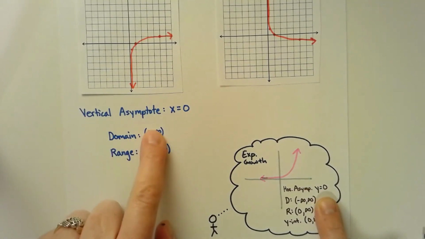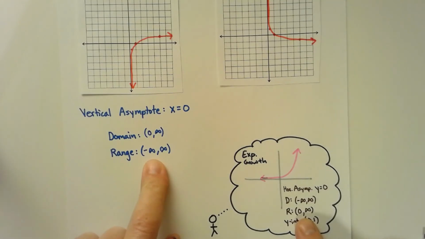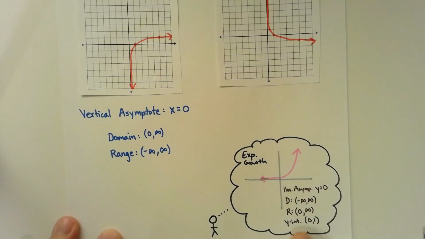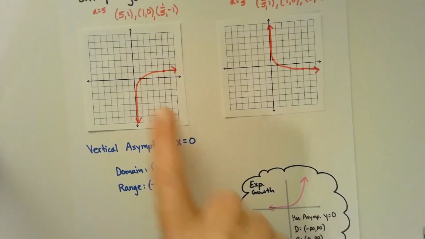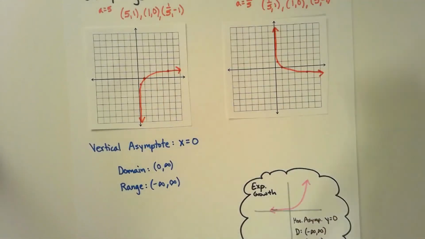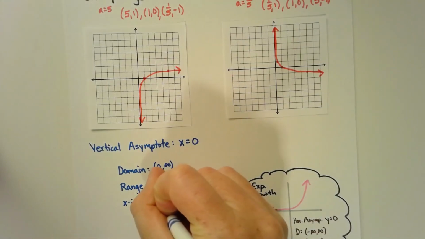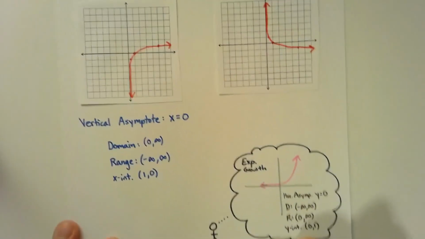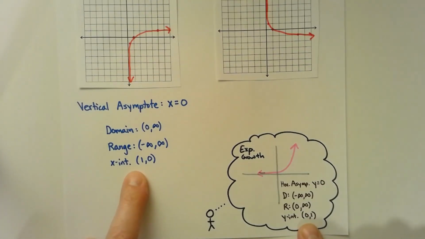Notice our domain for log is 0 to infinity, where that was our range for exponential. And then our range is all real numbers, where it was our domain for exponential. And then our y-intercept was (0, 1). Notice on these graphs, that is our x-intercept, so let's put x-intercept would be (1, 0). So again, they're very much opposite of each other because these are inverse functions. Okay, so that's it for now.